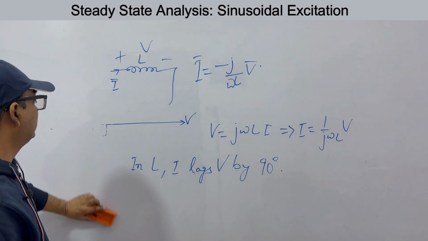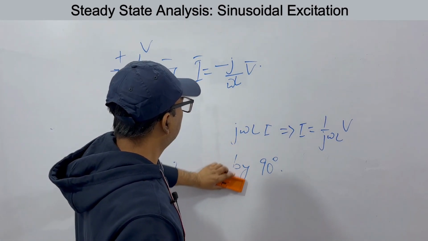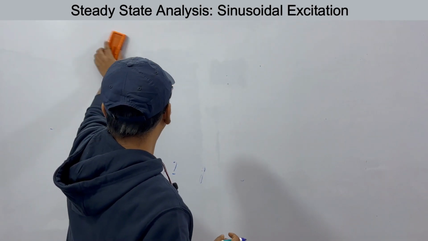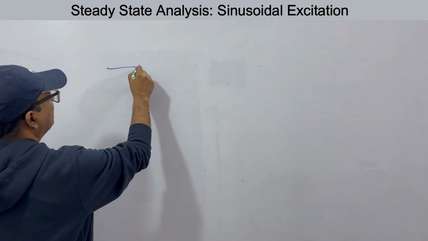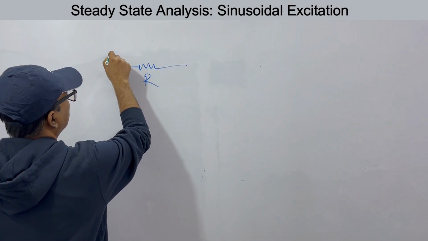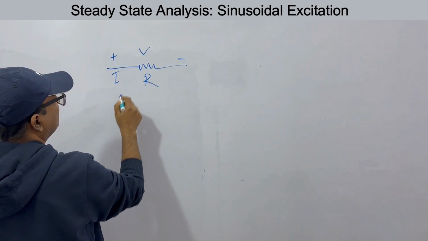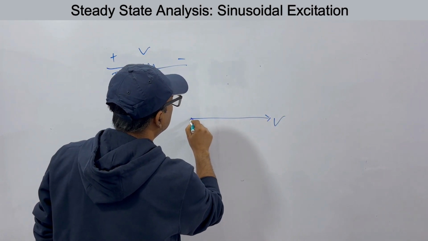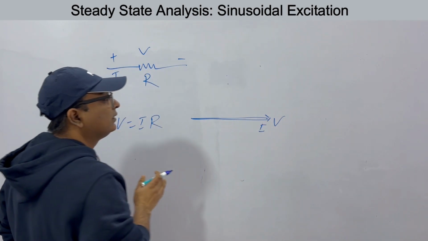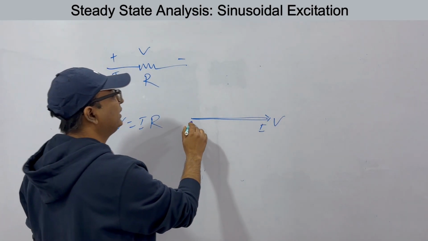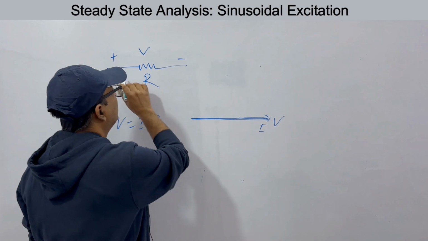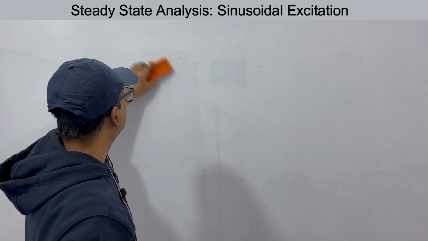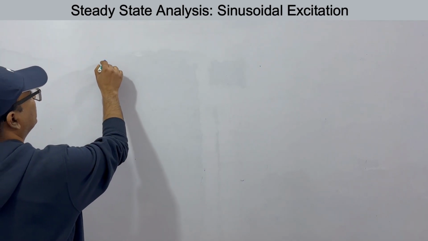Clear? Now let's see about capacitor. Resistor, you know, if you have a resistor R, and this is V and this is I, V is equal to IR. That is, if this is V, I is also here. I and V are in the same plane. They don't have any phase gap. This is when it passes through a resistor. This you must be knowing from the very start. I told you about inductor. Now let's see about capacitor.